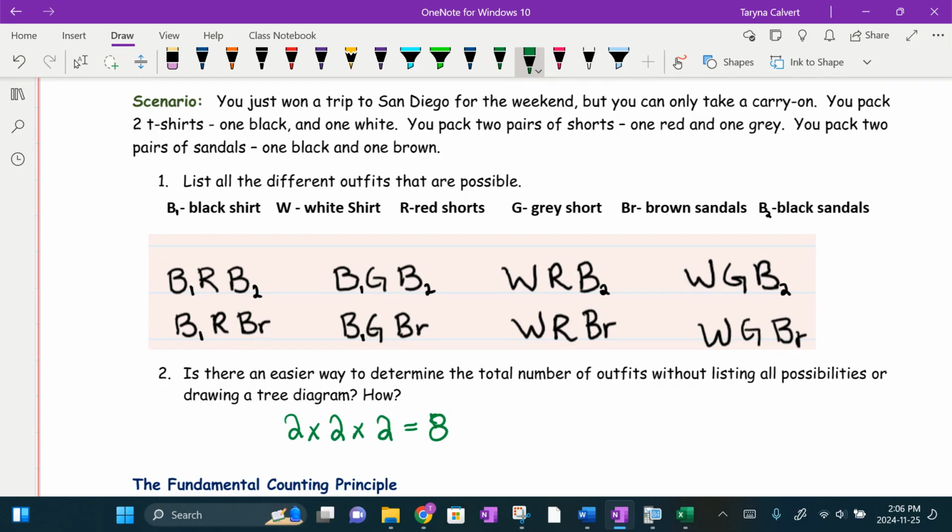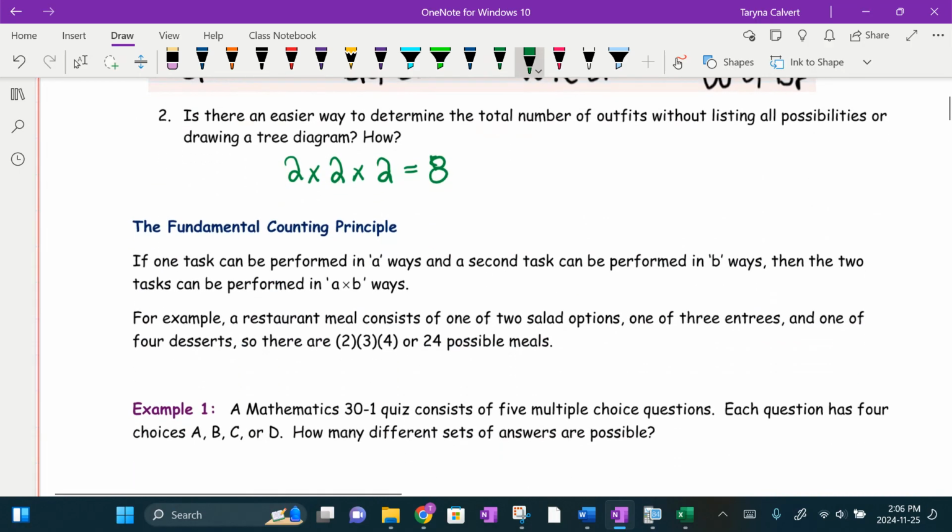So permutations, you have to think about arrangements. How many ways can we arrange things, whether it be letters or outfits. So that's kind of where we're headed in this chapter. Combinations is more grouping, but we'll talk about that later. Right, so that's what this is saying.